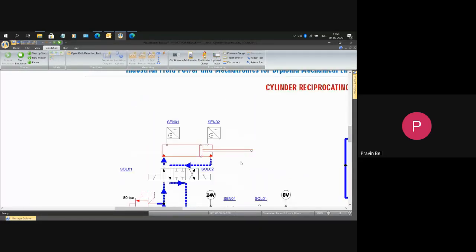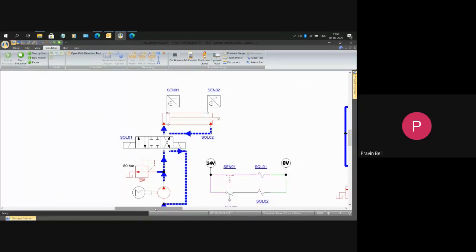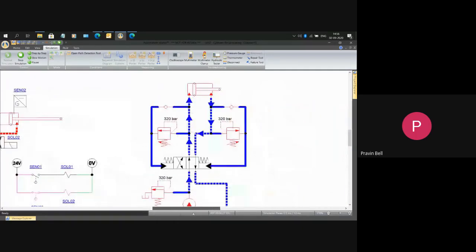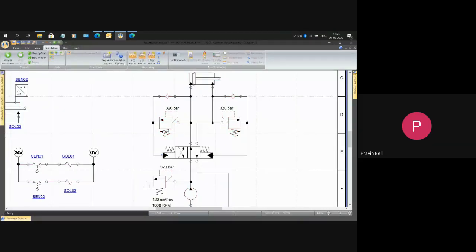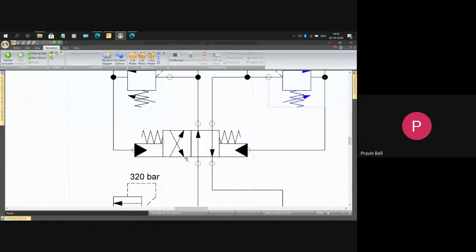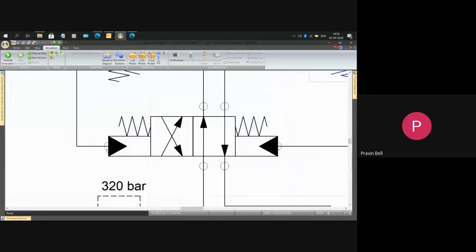So this is an electro-hydraulic reciprocating circuit. But if you want to make a reciprocating circuit which does not use electro, then you can do it by using what are known as sequence valves. Two sequence valves are used here, and this is a pilot operated hydraulic valve.